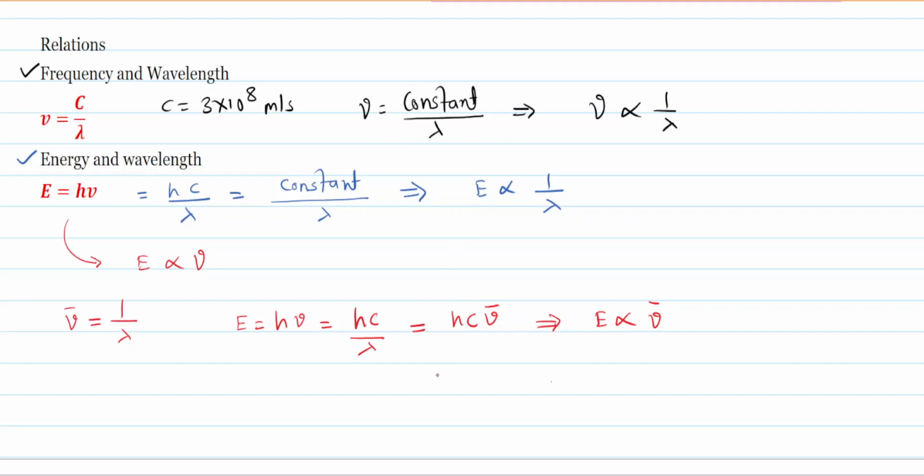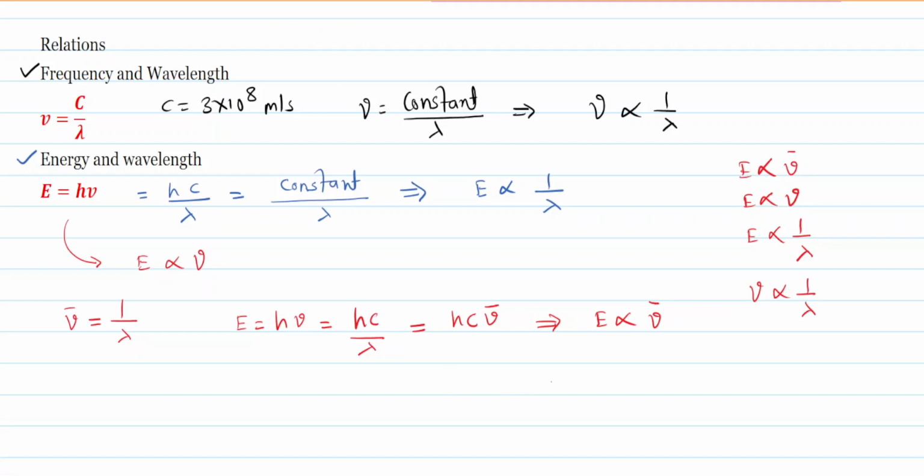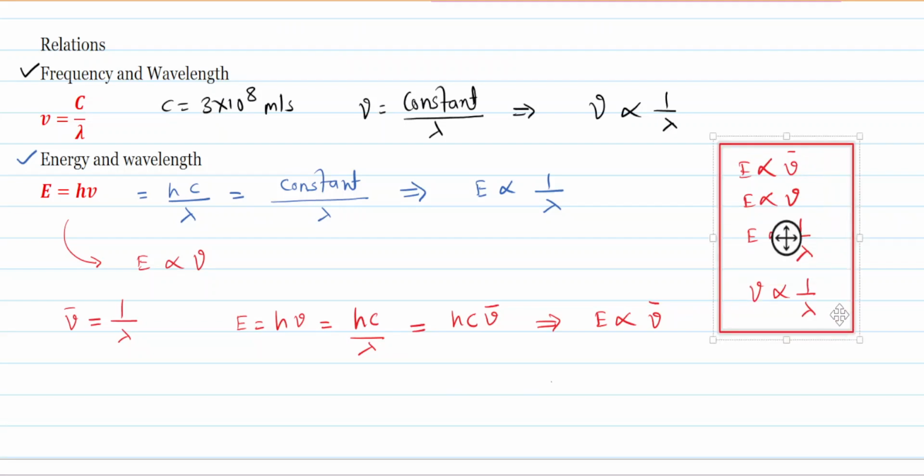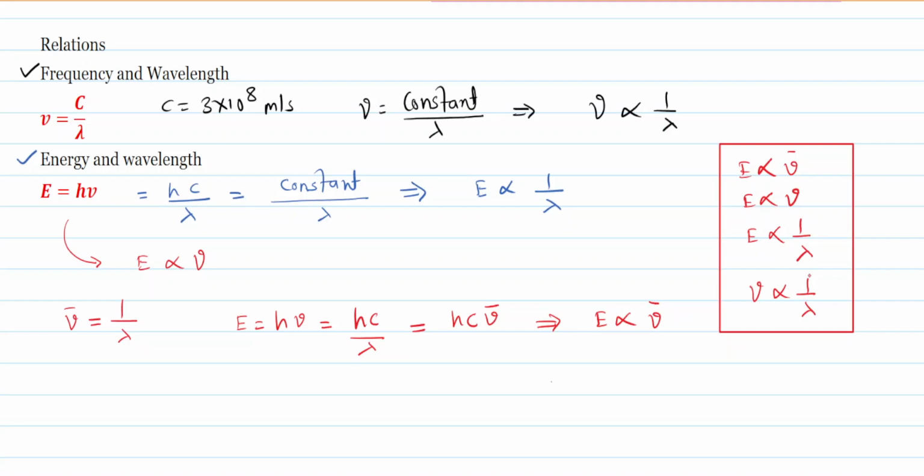So from this discussion it is clear that energy is directly proportional to the wave number, energy is directly proportional to the frequency, energy is inversely proportional to the wavelength, and frequency, nu, is inversely proportional to the wavelength. These are the important relations in spectroscopy. From these relations, as energy increases, wave number and frequency increase, whereas wavelength decreases. By using these relations, one can solve problems in spectroscopy.